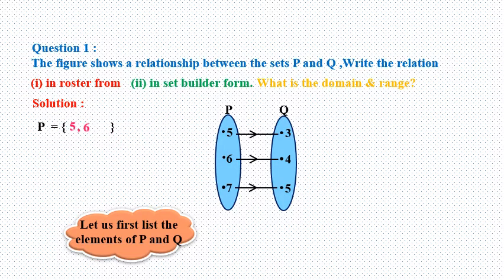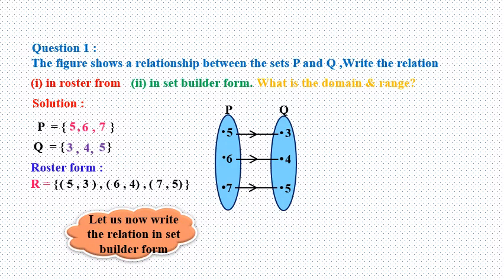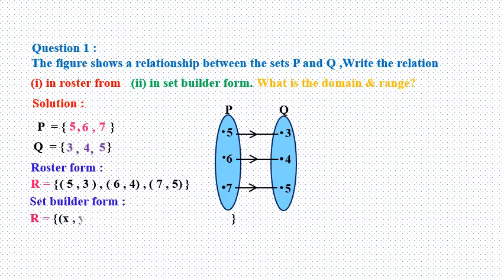P is 5, 6, 7. This is my domain. And what is the range here? 3, 4, 5. Codomain is also the same here. Let us write the relation in roster form: (5, 3), (6, 4), (7, 5). Correct. Let us now write the relation in set builder form.